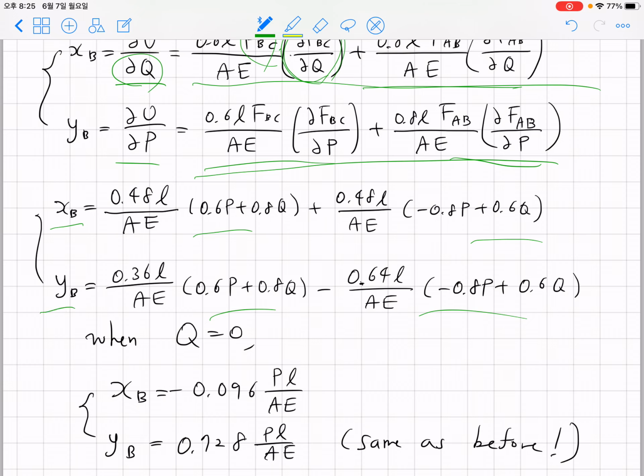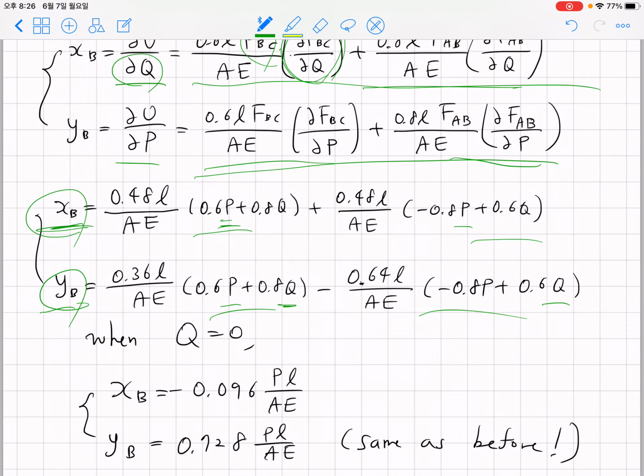full expression for YB. And here what you can find is that there exist some terms corresponding to P, even for the horizontal loading, you have an expression including P. Even for the vertical loading, you have an expression including Q.